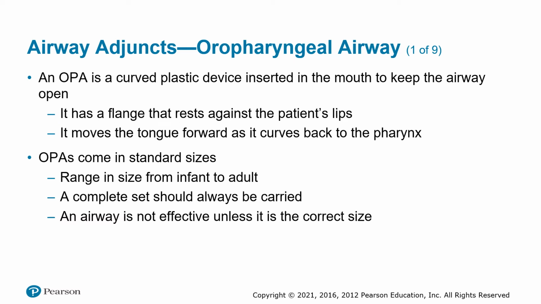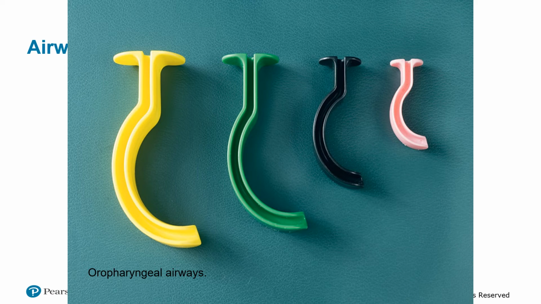So an OPA is a curved plastic device inserted into the mouth to keep the airway open. It has a flange that rests against the patient's lips, and it moves the tongue forward as it curves back to the pharynx. OPAs come in standard sizes, ranging from infant to adult. A complete set should always be carried, and an airway is not effective unless it is the correct size.